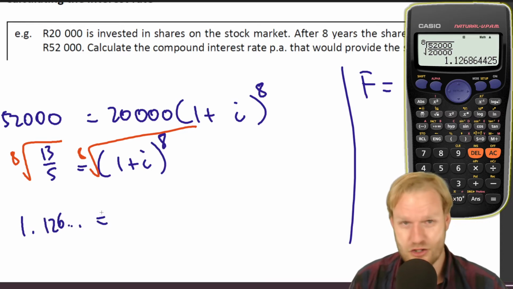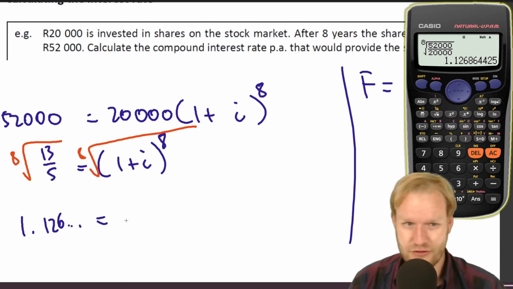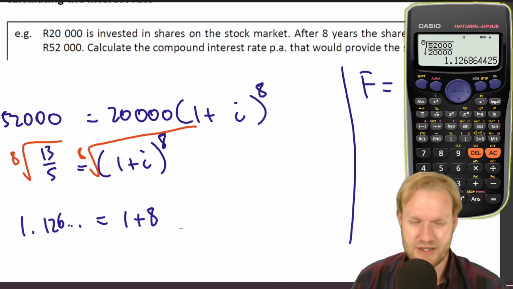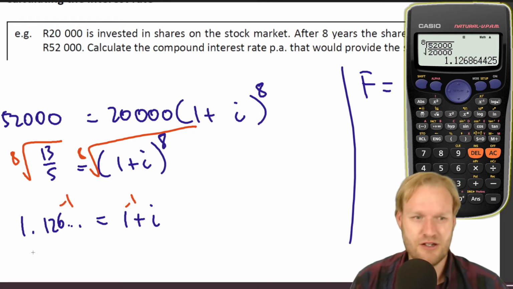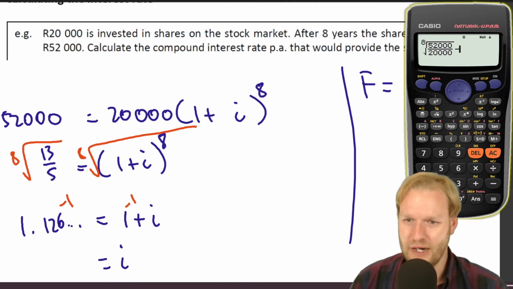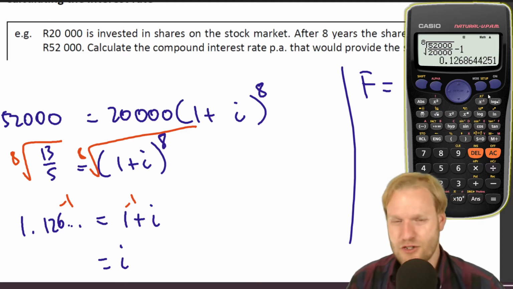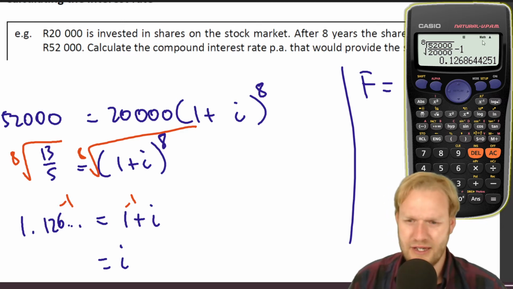So at the moment, what our equation says is 1.126 and so on, and definitely don't round off yet, is 1 plus i. Now we need to subtract 1 from each side, and we'll get what i is. So back to the calculator, and we go minus 1. You might have just gone minus 1 from your answer, but I'm leaving it purposely up on the screen to show how you might have gone there in one go.